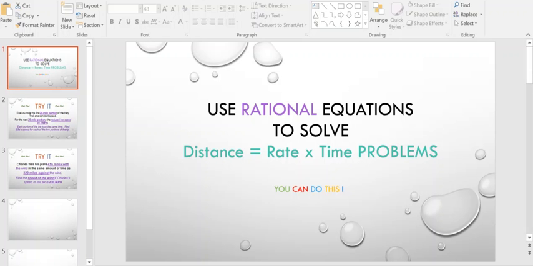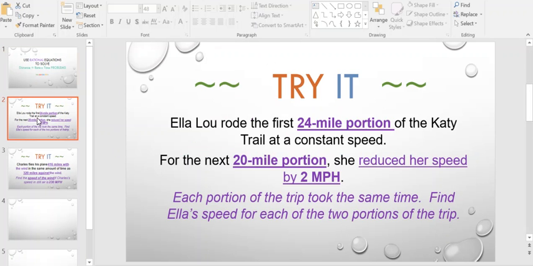In this video, we'll look at a distance, rate, time problem that uses rational equations to solve. Specifically, our problem is going to be a bike problem where part of a trip is done at one speed and the other part of the trip is done at a different speed. This is a pretty common type of problem. It could be bike riding or hiking or anything.